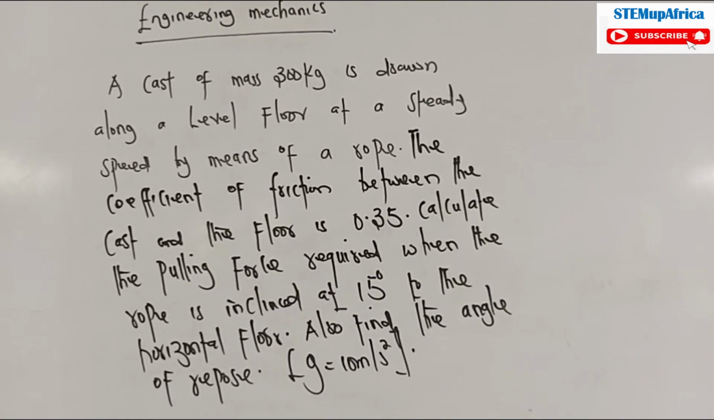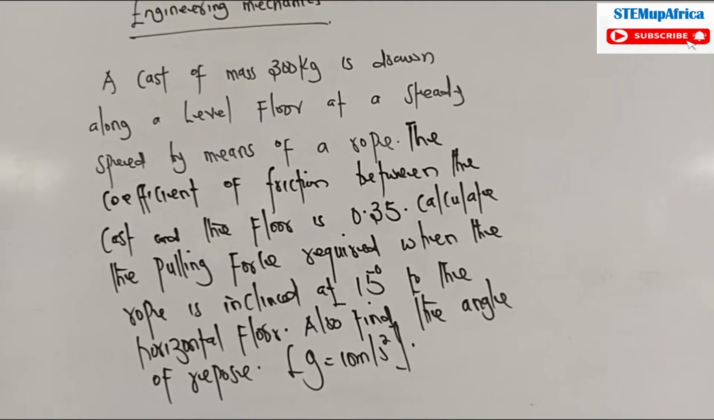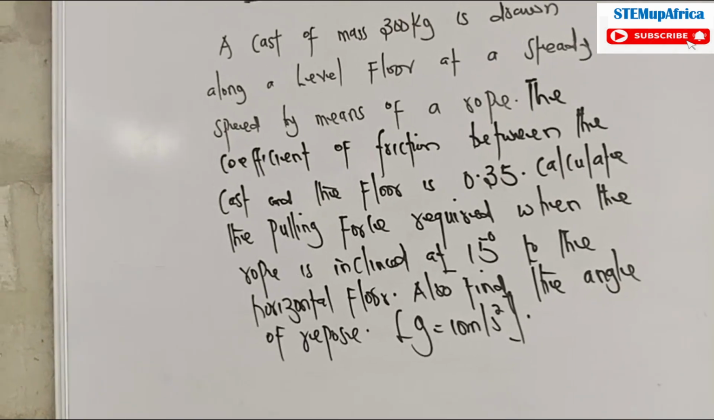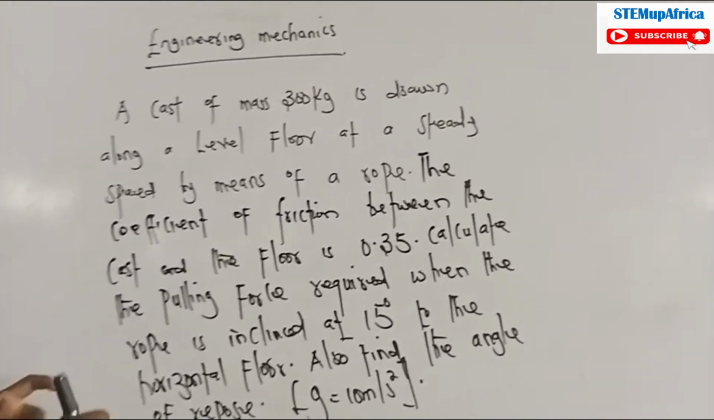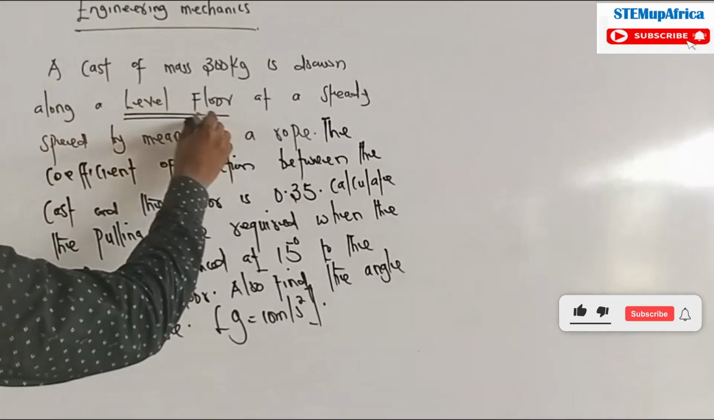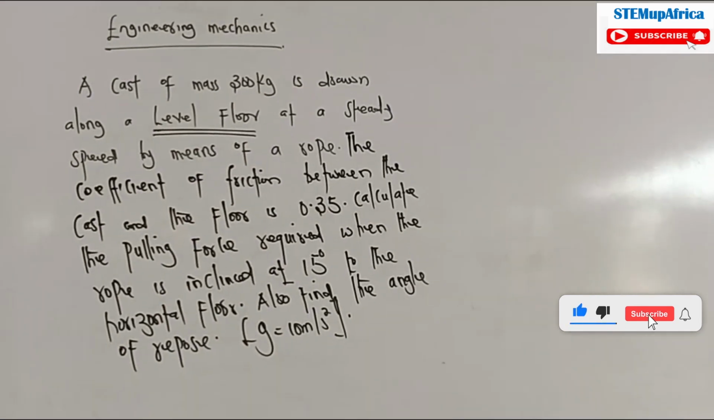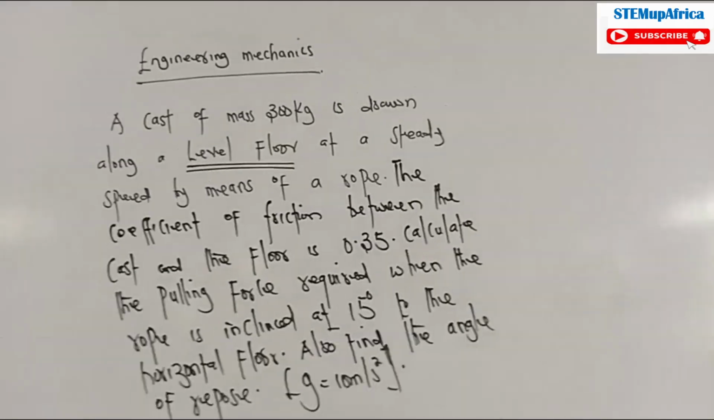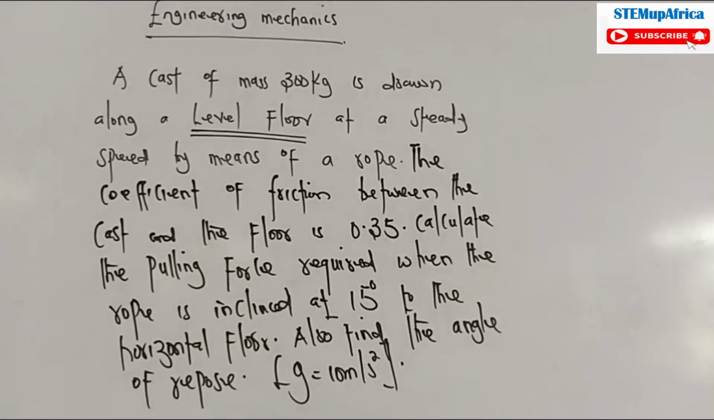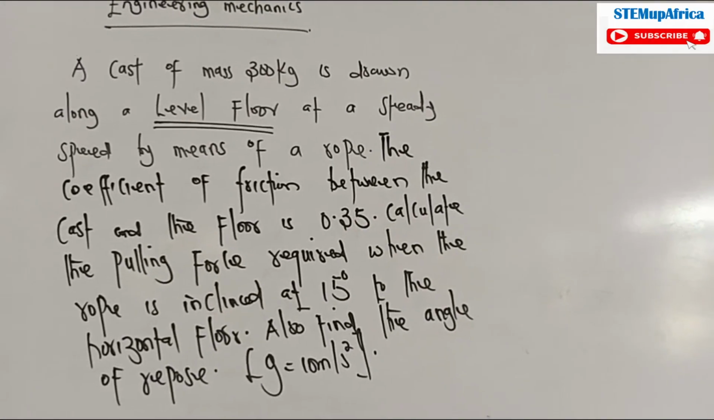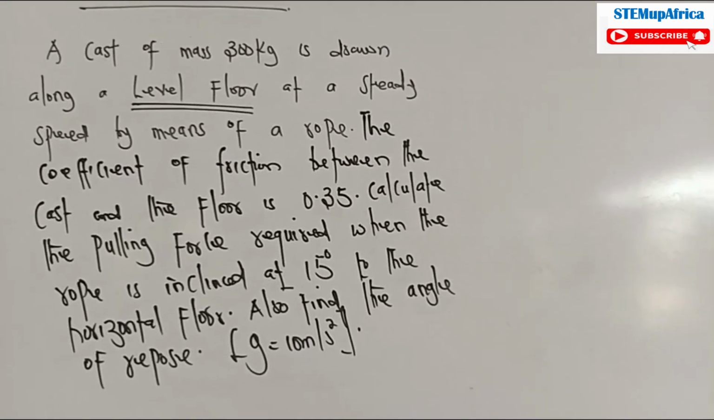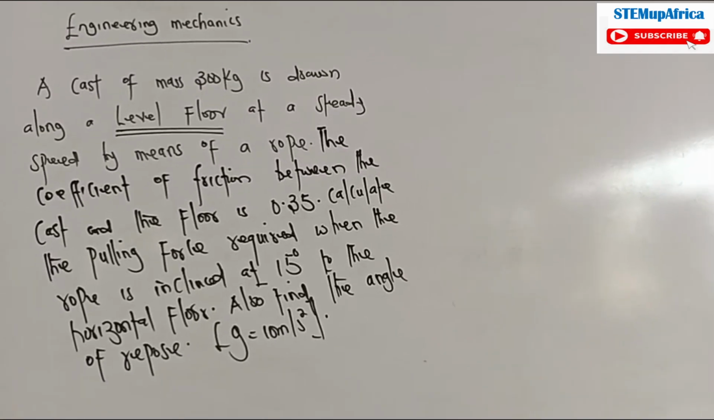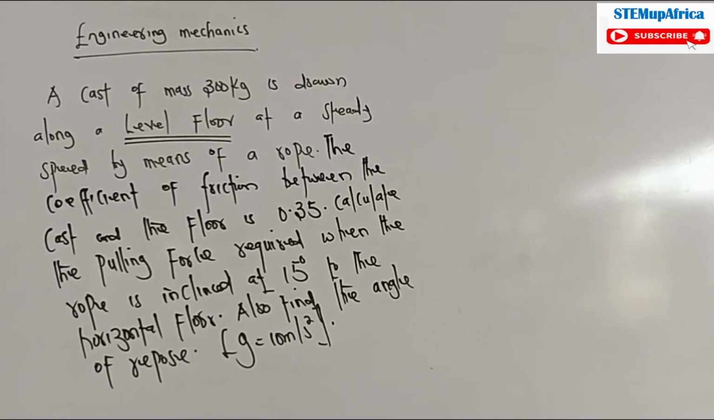So let's read what the question says. It says a cast of mass 300 kilograms is drawn along a level floor at a certain speed by means of a rope. The coefficient of friction between the cast and the floor is 0.35. So calculate the pulling force required when the rope is inclined at 15 degrees to the horizontal floor.